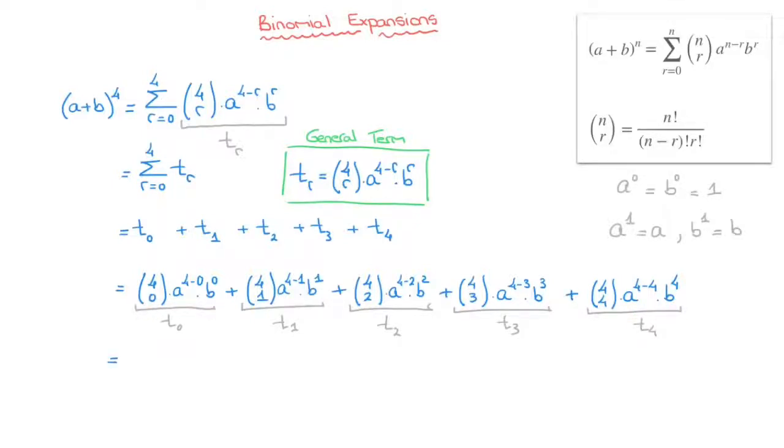Looking at the first term, we have the binomial coefficient 4 choose 0, and that multiplies a raised to the power of 4 minus 0, which is just a raised to the power of 4.